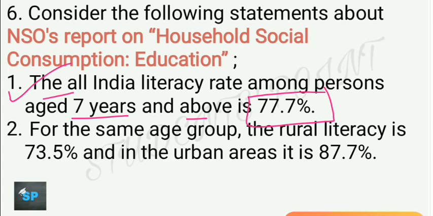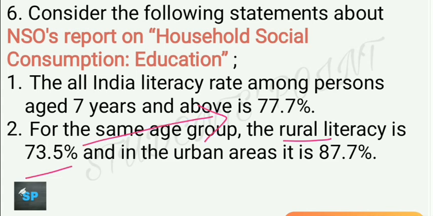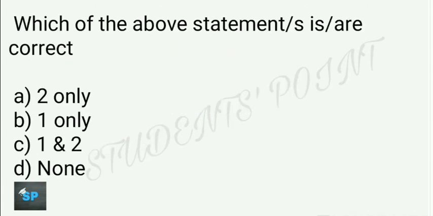So remember this data, that those persons who are aged 7 or above, literacy rate among this category of population is 77.7%. While for the same age group, the rural literacy is 73.5%, which is below the national average, while in urban areas it is 87.7%. So here both of these statements are correct.